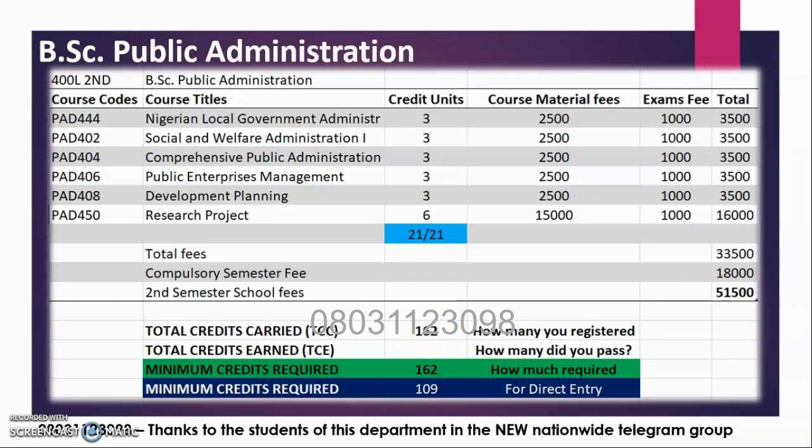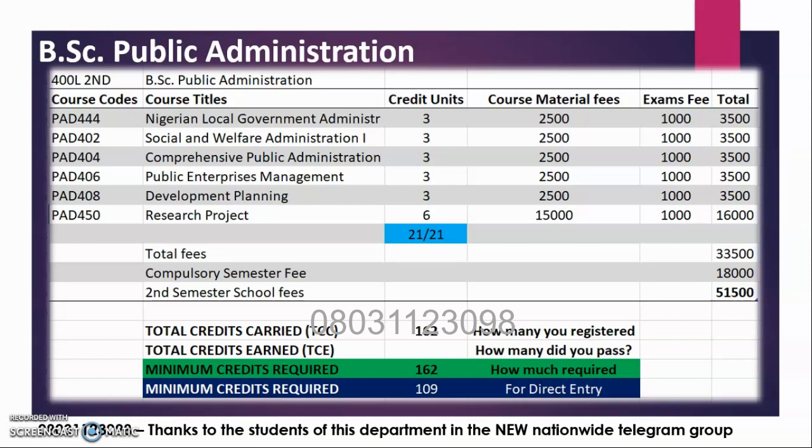So at the end, we have a total credit units carried of 162, which is also the minimum required. So if more courses were added during your own registration, you will have to add those courses, so that even if you fail one course or two, it will not stop you from graduation.